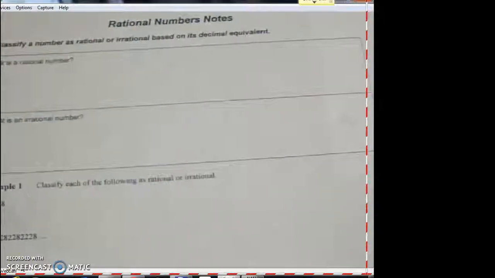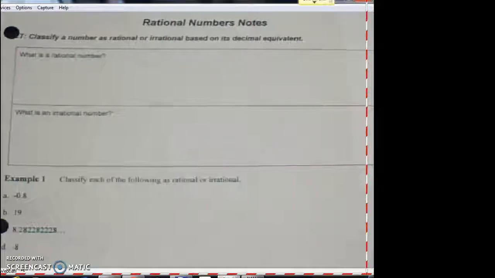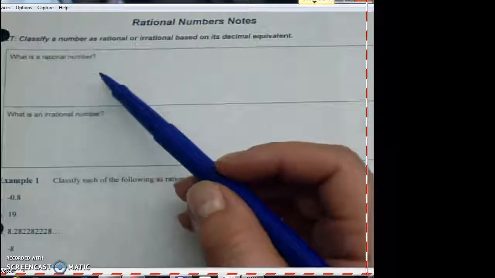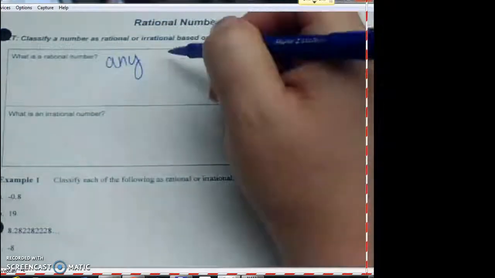Okay, so we're going to start talking about rational numbers. Our learning target today is going to be classifying a number as rational or irrational based on its decimal equivalent. So first we have to talk about what is a rational number. A rational number is going to be any number that you can write as a fraction.